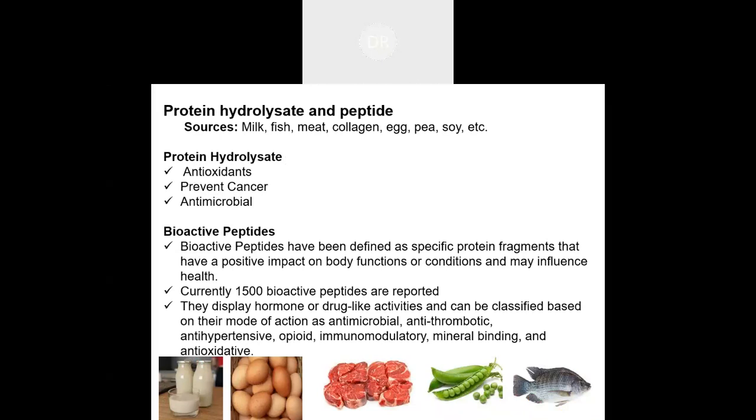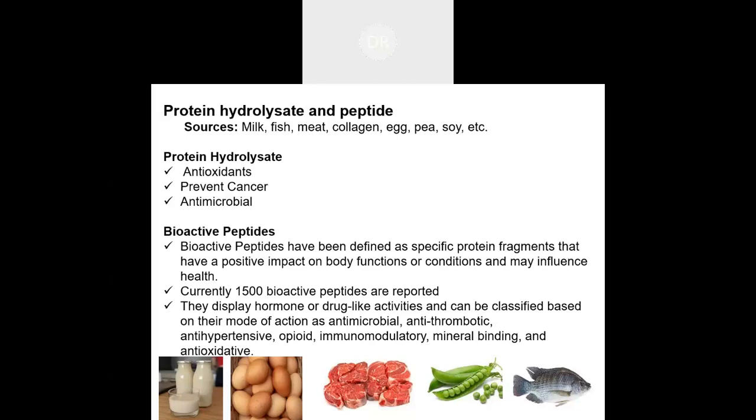Then protein hydrolysates and peptides. Peptides are generally present in fermented foods, and hydrolysates are present in milk, fish, meat, collagen, egg, peas, soybean, etc. These also possess antioxidant activity, prevent cancer, and have antimicrobial activity.